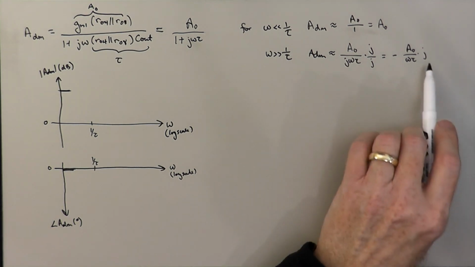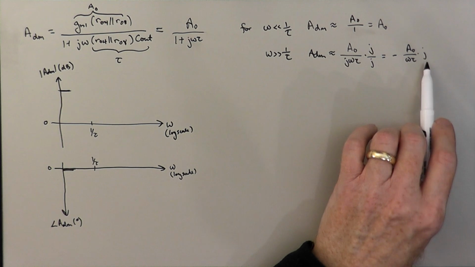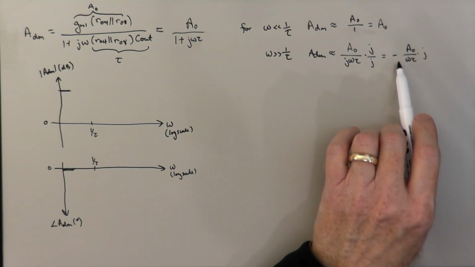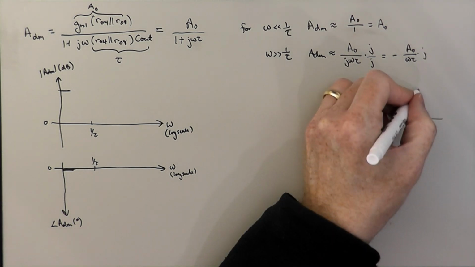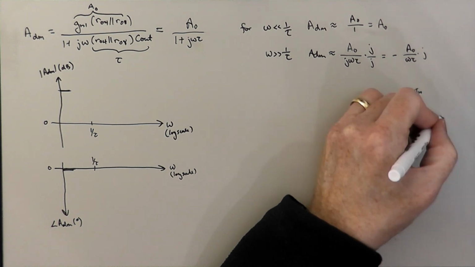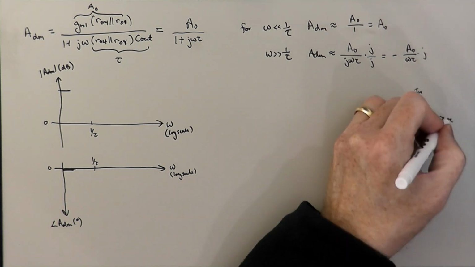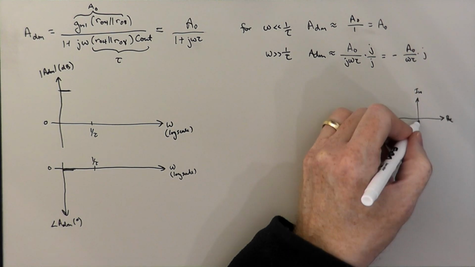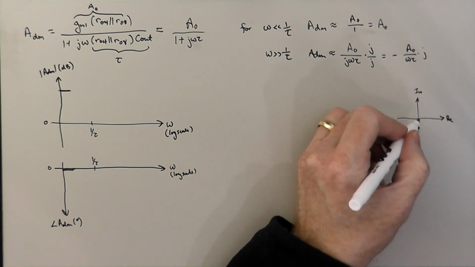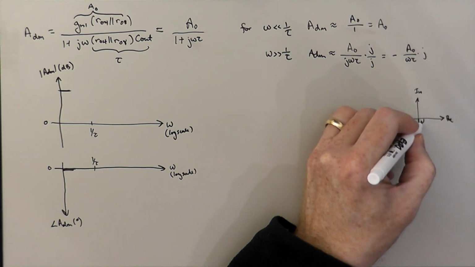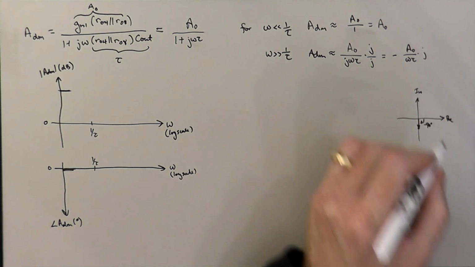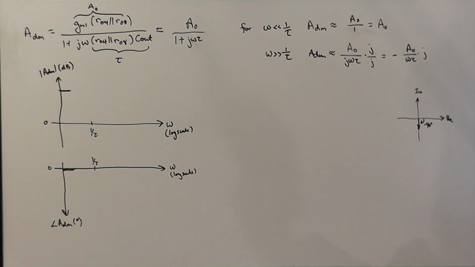And the phase angle, since this is an imaginary number with a minus sign, is going to have to be minus 90 degrees. So if you imagine the complex plane, where this is the imaginary axis and the real axis, something like minus j is down here, and so it's going to be an angle of minus 90 degrees with respect to the positive real axis. And so we've got here minus 90.